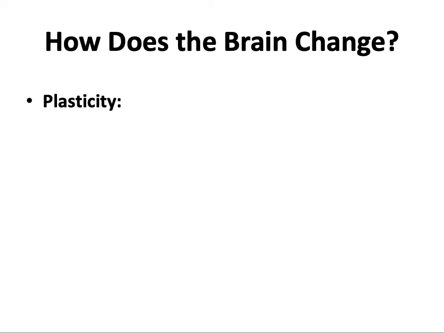How does the brain change? You might have thought that it doesn't, but it can. Despite the great precision and specificity of its connections, the brain is extremely adaptable. A term called plasticity is the property of the brain that allows it to change as a result of experience or injury.